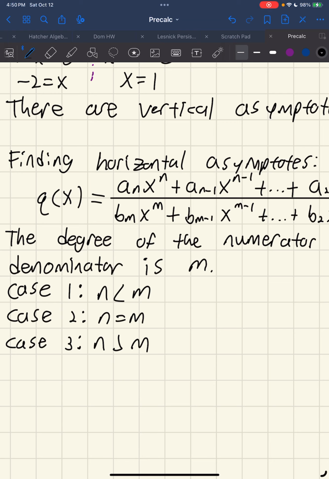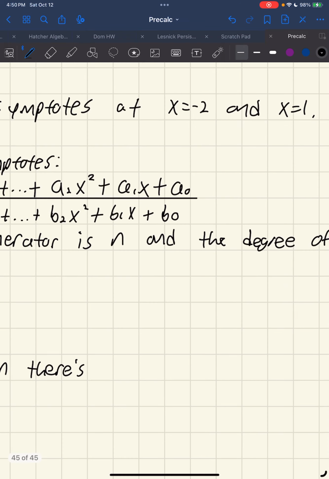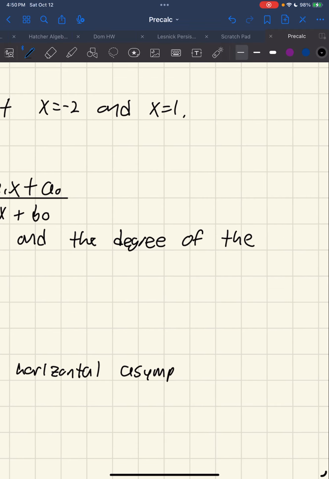So, in case 1, what do we do? Well, in case 1, what's happening is that the bottom is bottom heavy. It's way bigger than what's ever happening upstairs. And what that means is if n is less than m, then there's a horizontal asymptote at y equals 0.